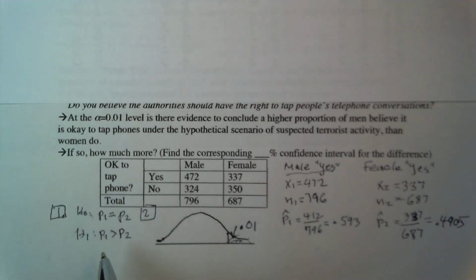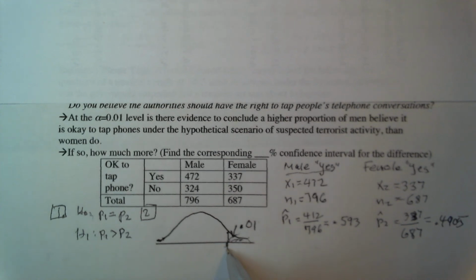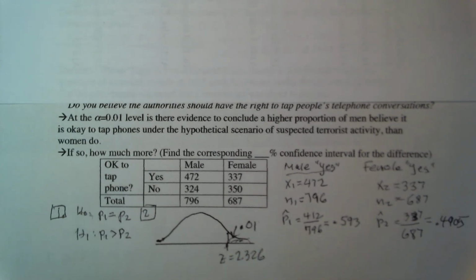So we write our hypotheses. The null hypothesis is P1 equals P2. The alternative hypothesis is that P1 is greater than P2. We have a right tail distribution with 0.01 in the right tail. That gives us a critical value of Z equals 2.326. 2.326 is our critical value.